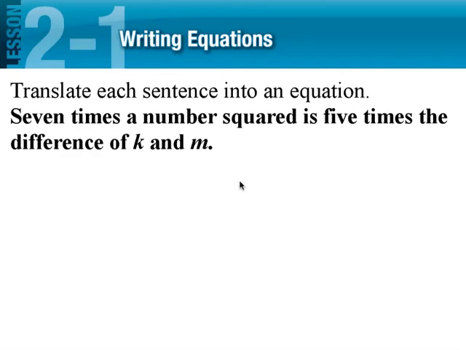So today we're going to talk about writing equations, section 2.1. We're starting a new chapter, chapter 2. If you notice today, up here on the board it says translate each sentence into an equation. Up until this point you had translated just an expression but not an equation. So we're going to add that equals sign to it. Look at this, it says 7 times a number squared.